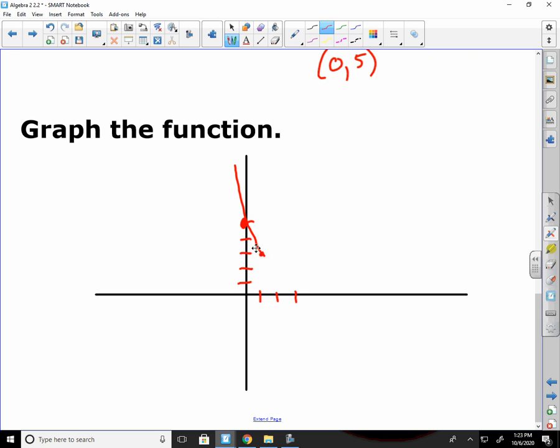Then to do my other side, I had to go left 1 and up 3 to get from my vertex up to my y-intercept. So I go the opposite direction, right 1 and up 3, because this is our axis of symmetry as well, which means that whatever happens to the left happens to the right. And that's my graph.